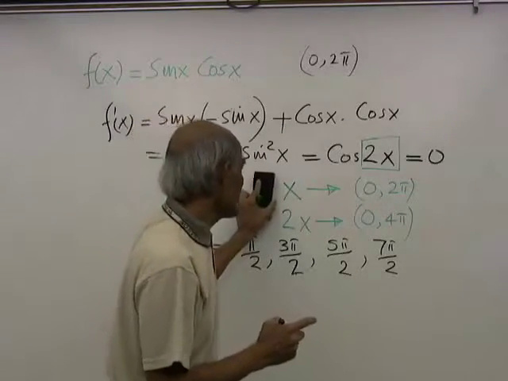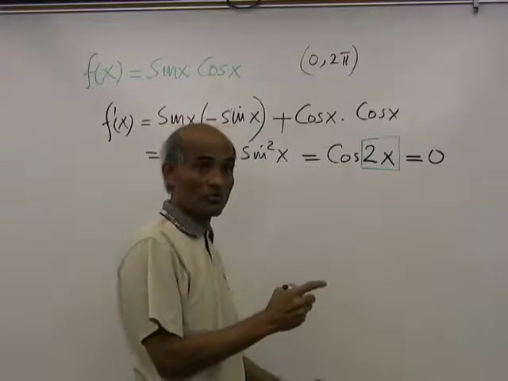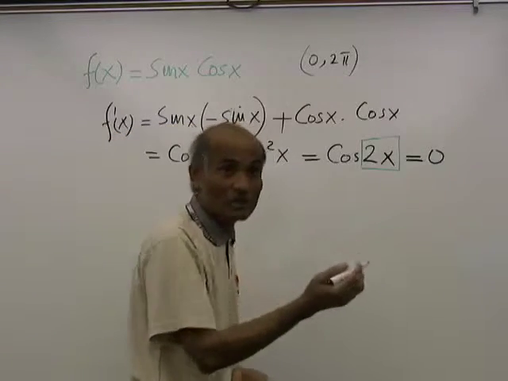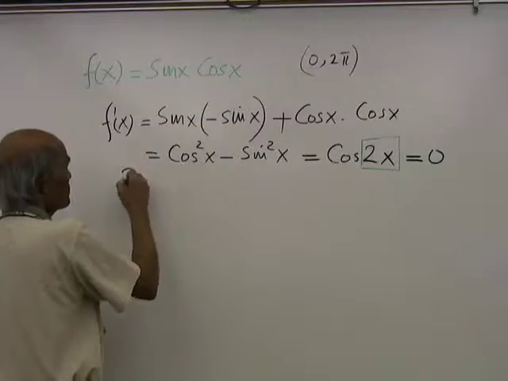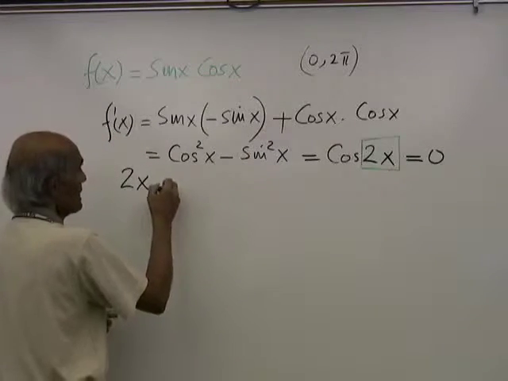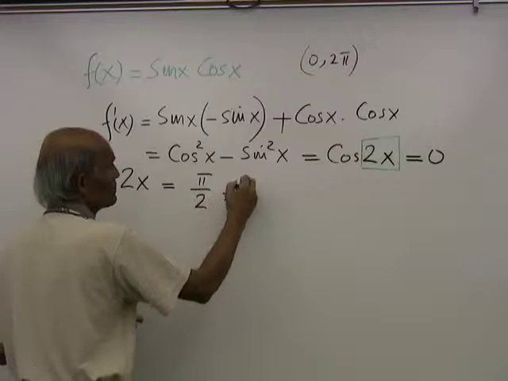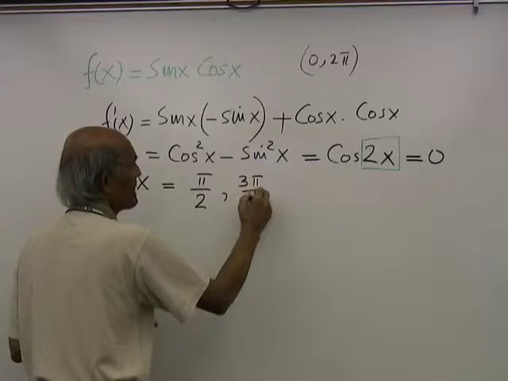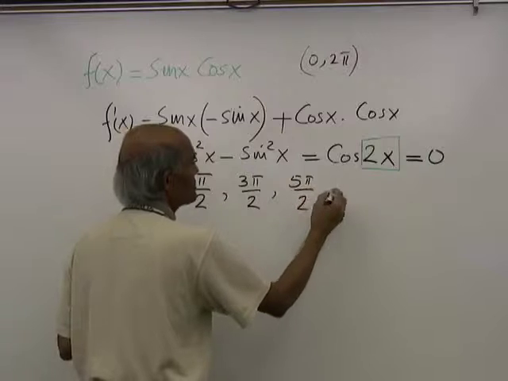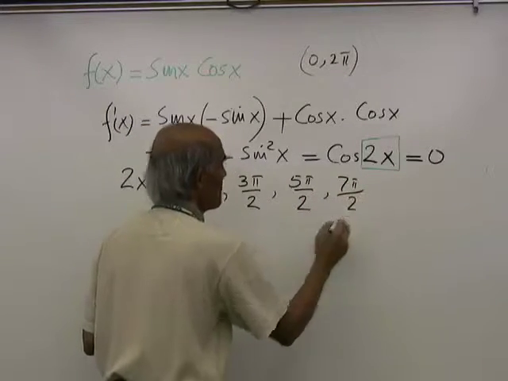Alright, let me take down these and write those values of 2x. I hope you understood what I'm saying. Well, this is actually done in a trigonometry class. So what are the values of 2x on the interval 0 to 4 pi? 2x equal to, the first value is pi by 2, the second value is 3 pi by 2, the third value is 5 pi by 2, and the fourth value is 7 pi by 2.